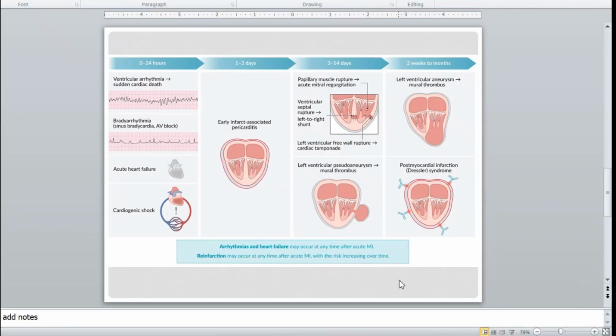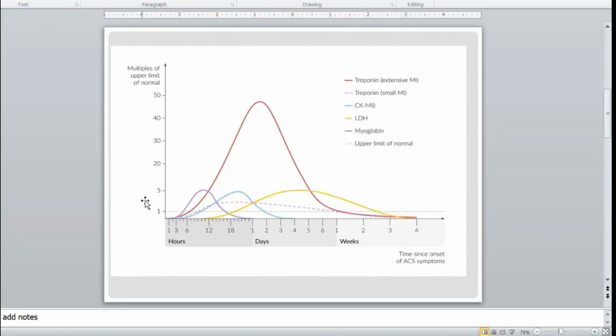So if you guys remember this graph from biochemistry, you can use troponin. There's myoglobin, there's lactate dehydrogenase, and creatinine kinase. And while troponin is not immediately elevated and other markers are elevated, usually troponin lasts the longest. So you can see in the graph it lasts even for weeks after the myocardial infarction. So we consider it a more specific indicator of myocardial infarction.